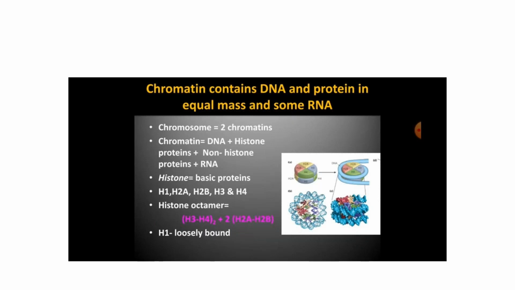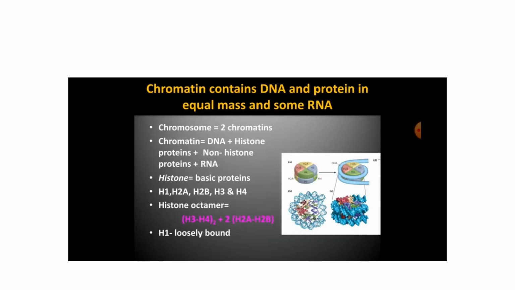Chromatin contains DNA and protein in equal mass and some RNA, which I've already told you. Chromosomes contain 2 chromatins. Chromatin has 1 DNA and histone protein plus non-histone protein plus some amount of RNA. Histone proteins are the basic proteins. You have to remember that they are positively charged basic proteins, and they are present as H1, H2A, H2B, H3 and H4. These are not 4 in the sense of H1, 2, 3, 4, but 2 has 2 forms, 2A and 2B.